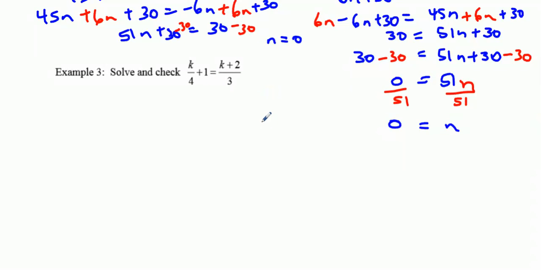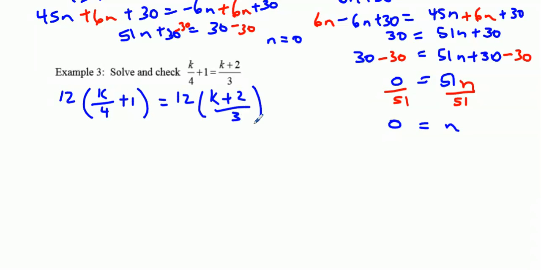So I think what I should do is do the common denominator in this case. So I know my lowest common denominator of 4 and 3 is 12. So I'm going to multiply 12 by the whole left side, k over 4 plus 1, and 12 times k plus 2 over 3. Okay. I'm not going to cancel. I'm not allowed to cancel the 4 and the 12. I can't just say 4 goes into 12 3 times because I've got this to deal with. The 12 is being multiplied by this and this.